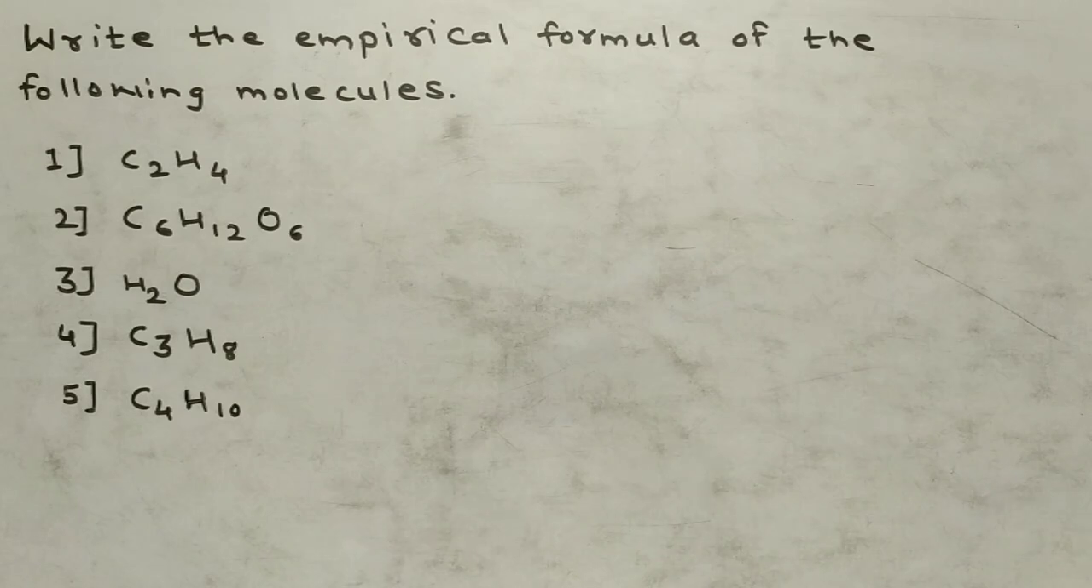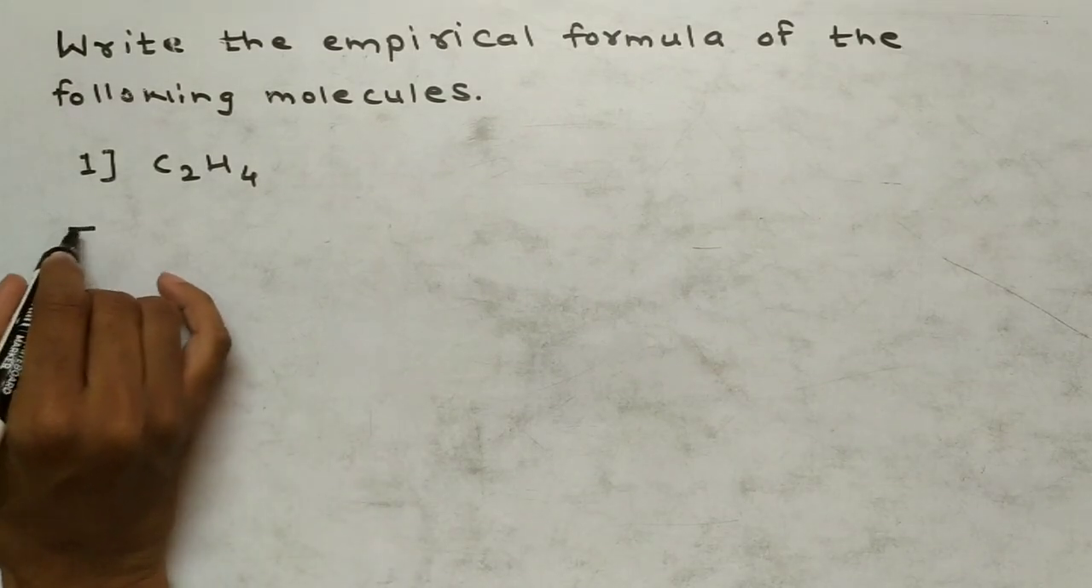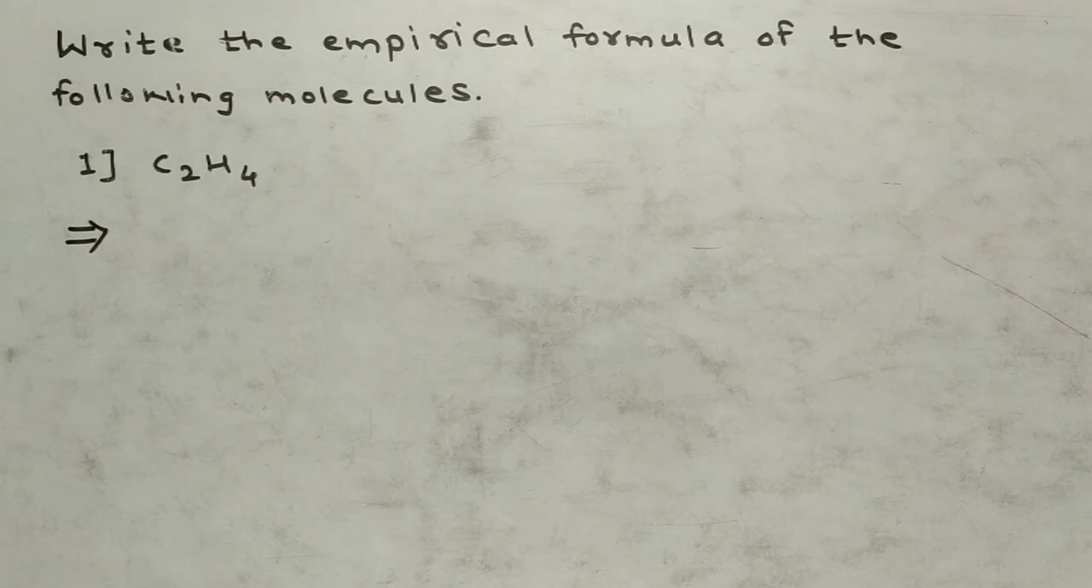So let's get started. So the first example, C2H4. Now this is the molecular formula C2H4. Now the empirical formula is the formula with the lowest possible whole numbers of the atoms in that formula.